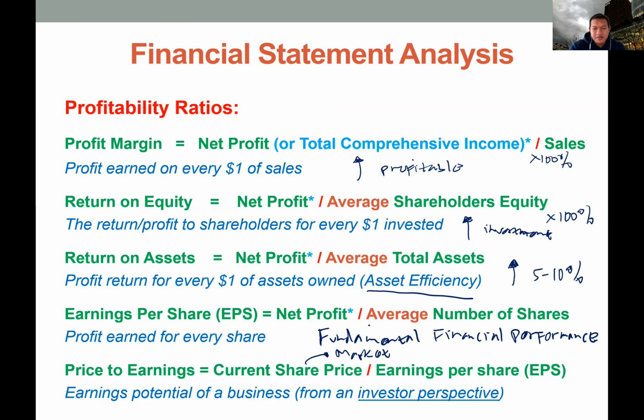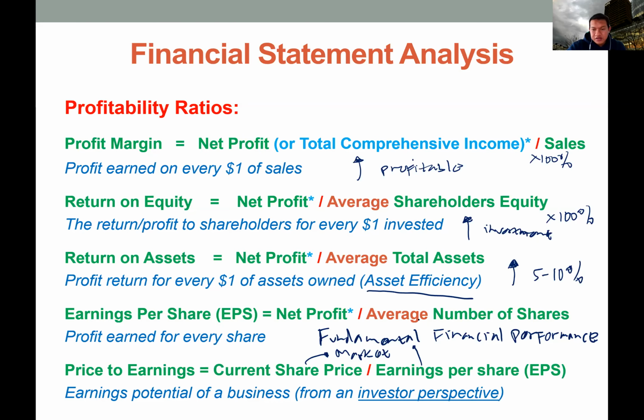Okay, and then the market will use this information in the supply and demand in the capital market, and the earning per share will show you the fundamental performance. So this ratio basically shows you the market perspective divided by their original or fundamental performance.